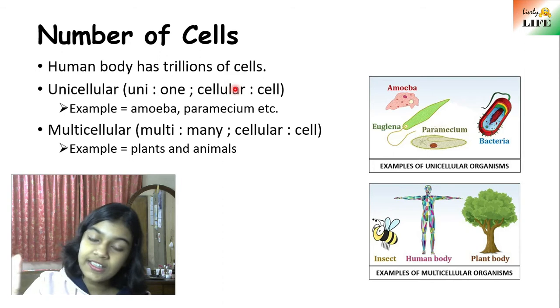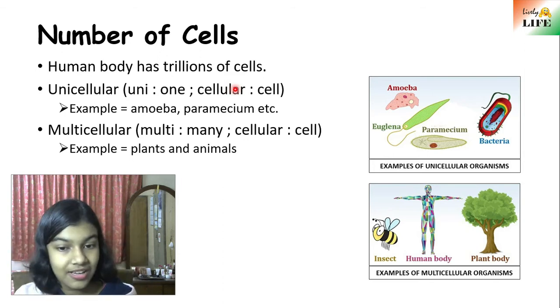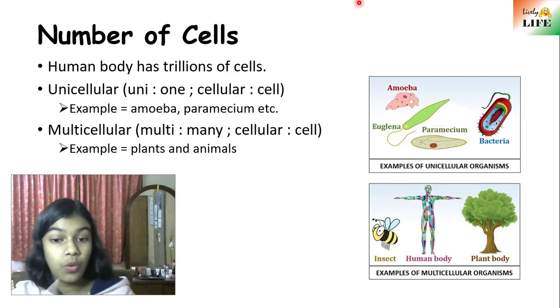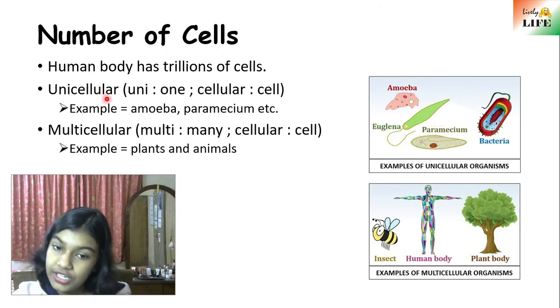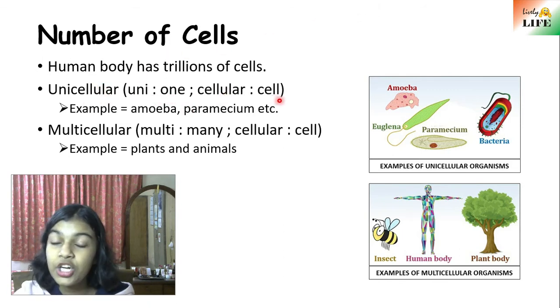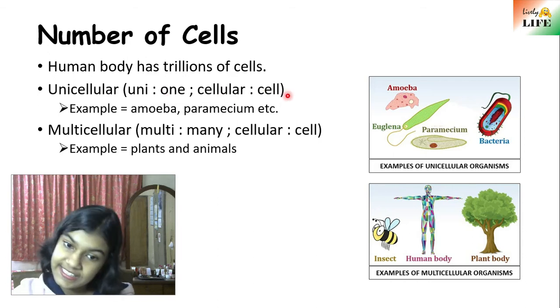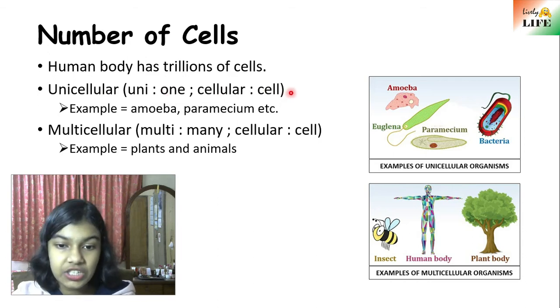Means one cell is one organism. Okay, one cell is one organism. So those organisms are known as unicellular organisms. Uni means one, cellular means cell. One cell. Okay, they are unicellular organisms. Means they are only made up of one cell.